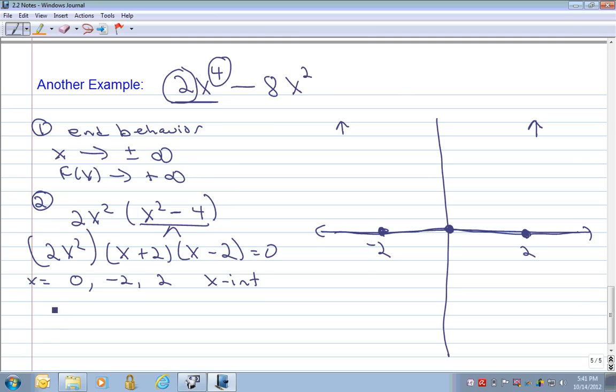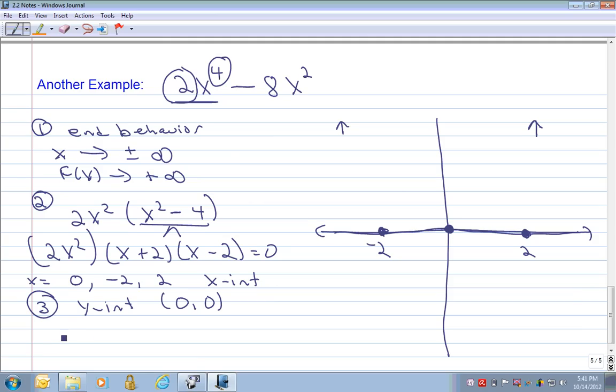All right, the third thing we're going to do, we found our zeros, is we're going to do our y-intercept. Well, our y-intercept in this case is at the origin. It's also going to be at 0, 0. So we already have that marked on here.